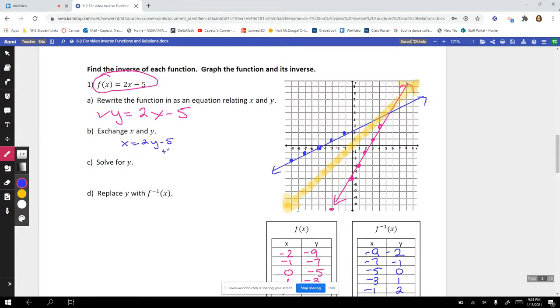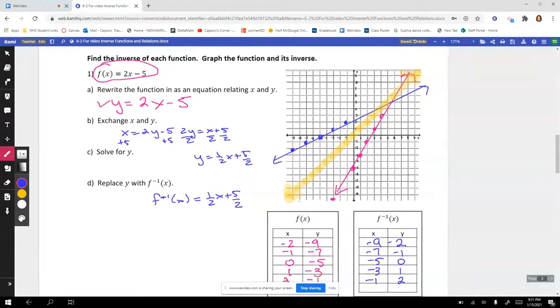And now I have to get the y by itself. So I have 2y is equal to x plus 5. Divide everything by 2, and I have y is equal to 1/2 x plus 5 over 2. I'm going to replace that with my notation, and I have that equals 1/2 x plus 5 over 2. Now, there's two ways we can graph these. We can either use slope-intercept form if it's convenient, or we can make a table.